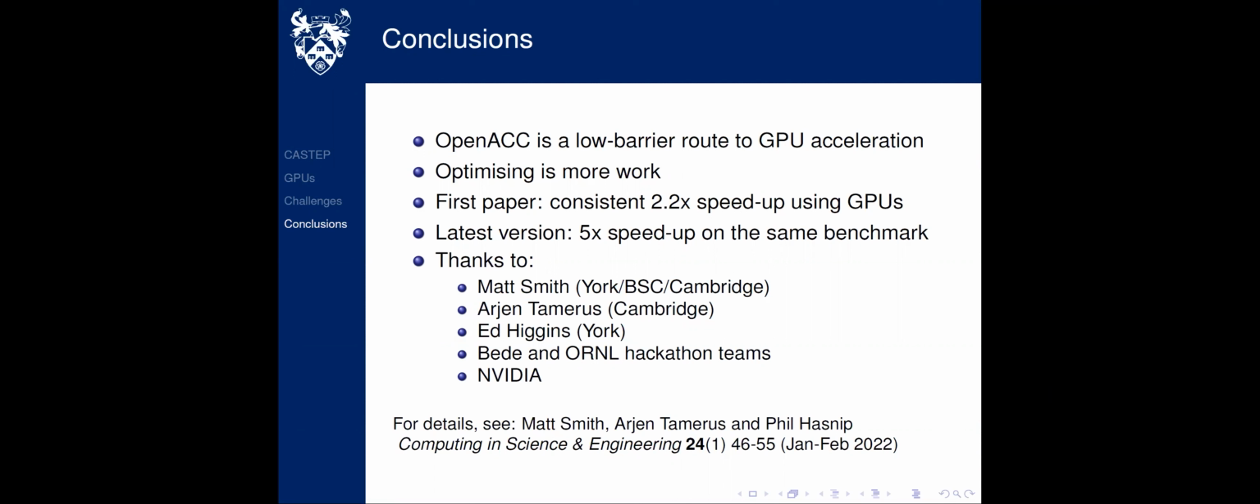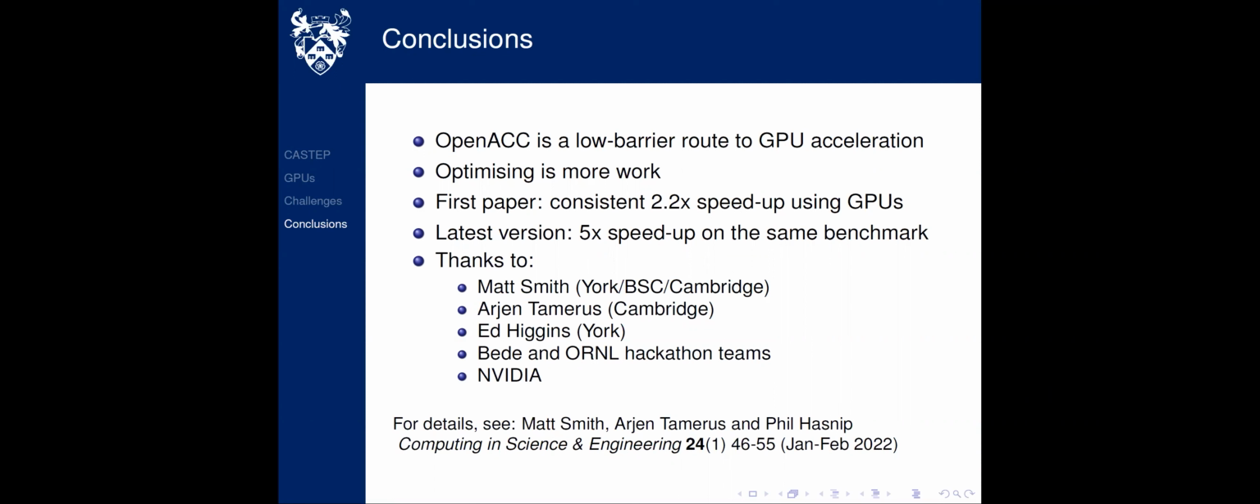Optimizing is much more work. And actually, the data movement is a problem. And the more careful you've been about your software engineering, the harder it is. So the more you've abstracted things away, the more you've wrapped things into data objects, the harder it can be to get the data movement right and in the right places.